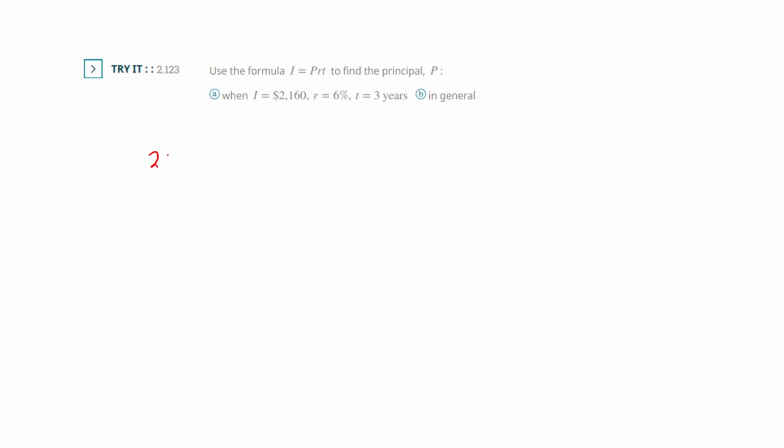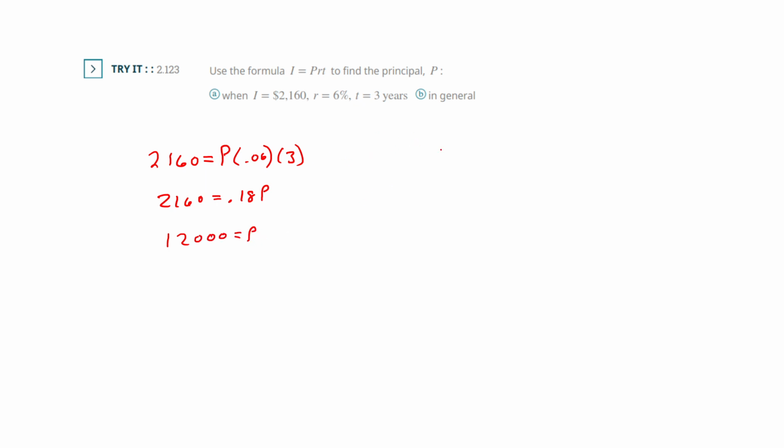Okay, they told us 2160. We're looking for principal. We've got a rate of 0.06 and a time of 3. Now, I like to move it to the back, but I'm going to just leave it here so it doesn't really change what happens. So this turns into 0.18p. Now, I'm going to just divide away 0.18. And I get 12,000.